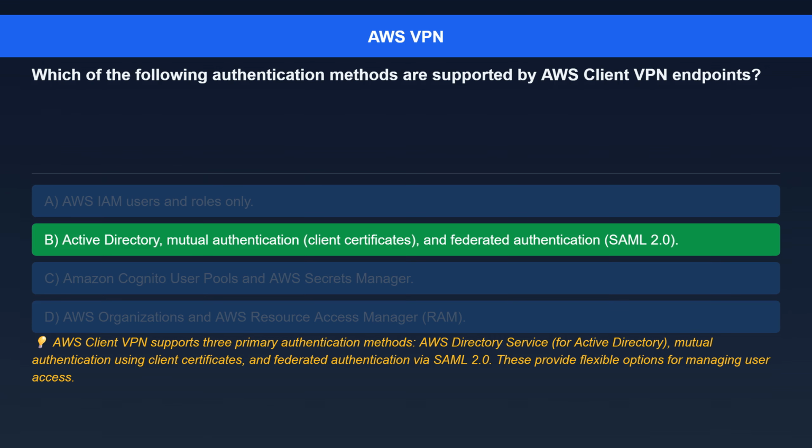The correct answer is Active Directory, Mutual Authentication, Client Certificates, and Federated Authentication, SAML 2.0. Here's the explanation. AWS Client VPN supports three primary authentication methods: AWS Directory Service for Active Directory, Mutual Authentication using Client Certificates, and Federated Authentication via SAML 2.0. These provide flexible options for managing user access.